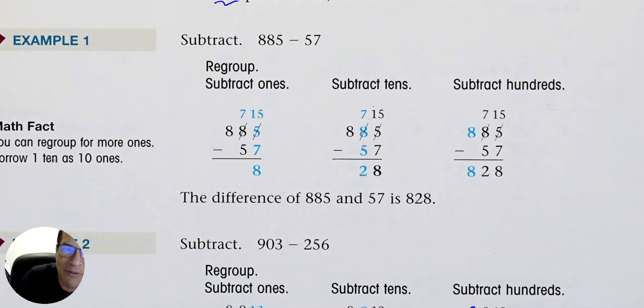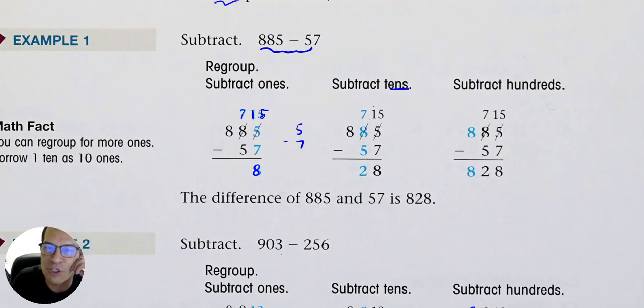So in example 1, using that, we're going to subtract 57 from 885. So over here, we're going to start with the ones place, and we have 5 minus 7. Because we can't do that, we're going to borrow 1 from that 8. That 8 becomes a 7. And then we borrowed that 1, so the 5 becomes 15. Now I can subtract 15 minus 7, and I get 8.